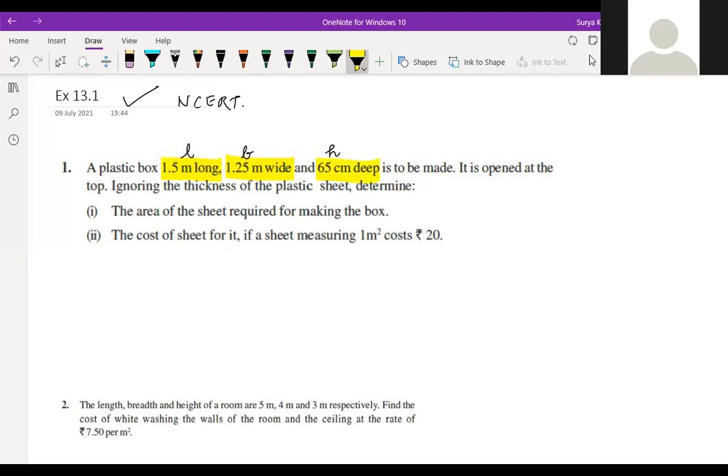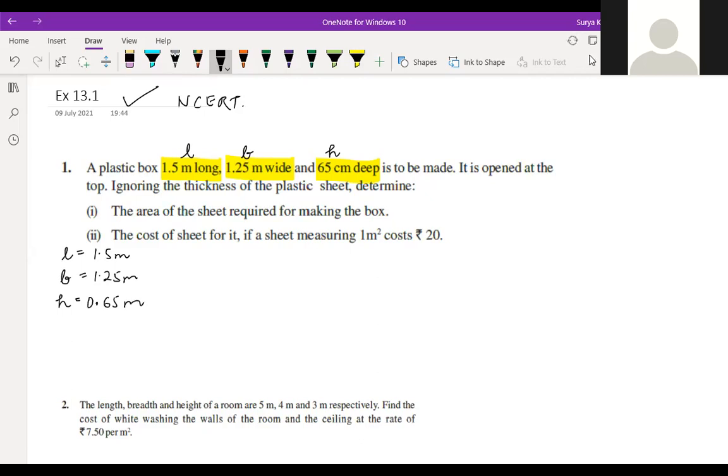height is in centimeters. So first of all, you have to make everything into the same dimension. Either all in centimeters or all in meters. So if meter is given here, just try to convert everything in meters only. So length is 1.5 meters, breadth is 1.25 meters, and height we can write as 0.65 meters.